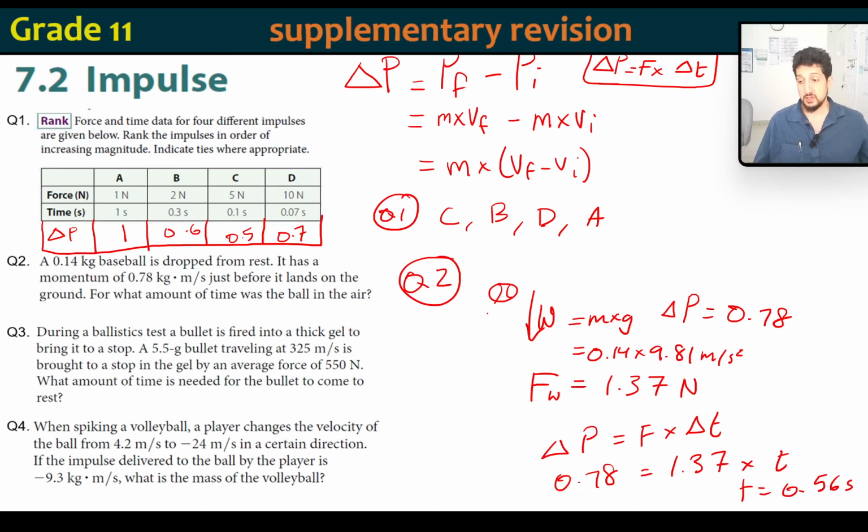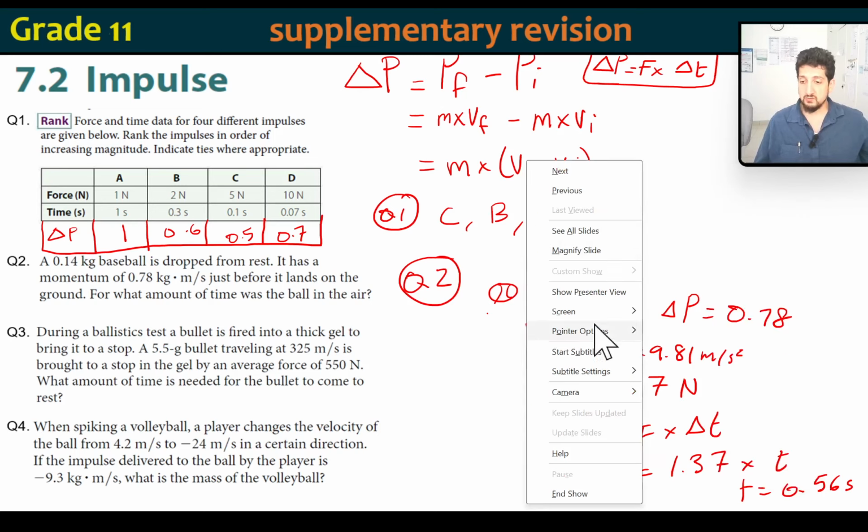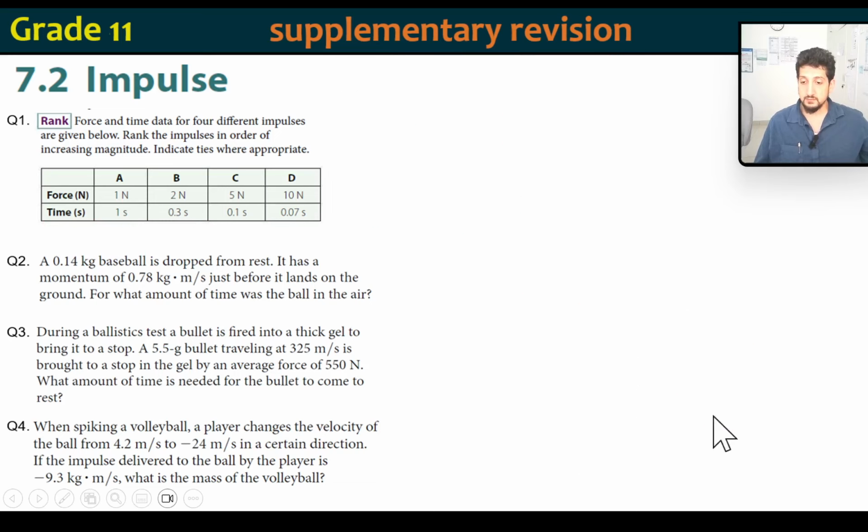Hopefully that wasn't too tricky. Okay, let's clear the page and go to question 3 and question 4. Question 3.